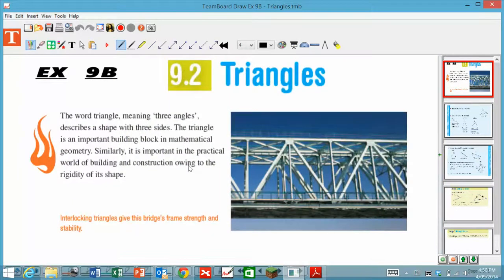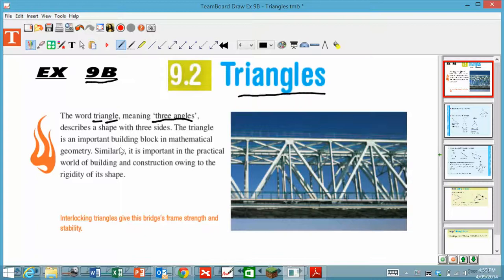G'day Year 7s, and here is our second video for Chapter 9, looking here at exercise 9b, which is quite simply looking at triangles. The word triangle, if we break it up, means that there are three angles within that shape.